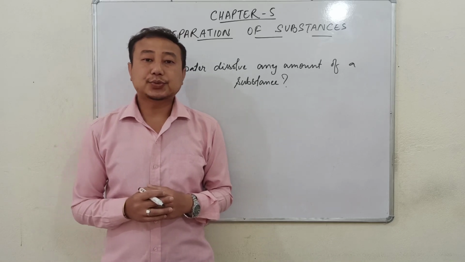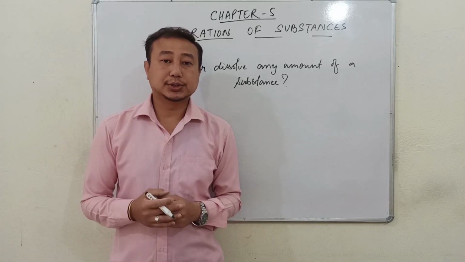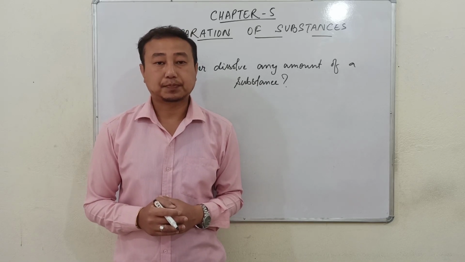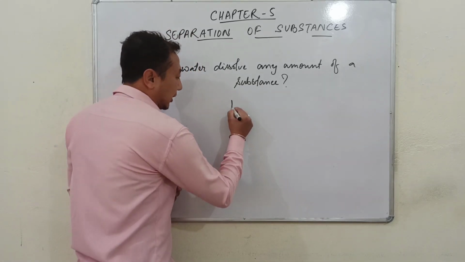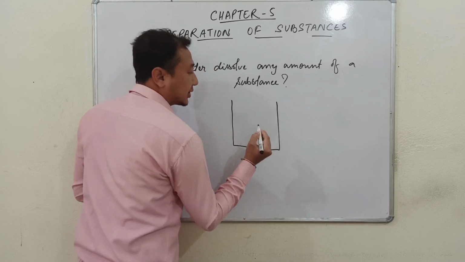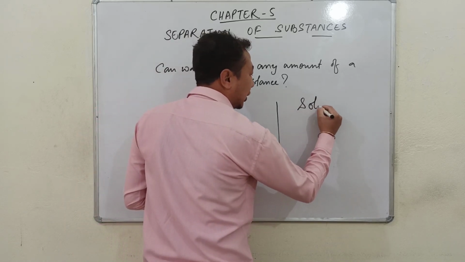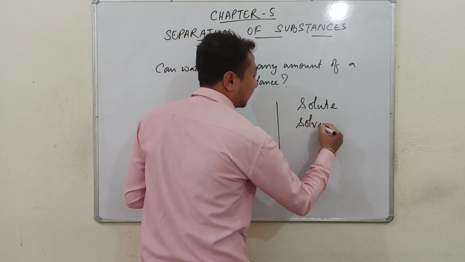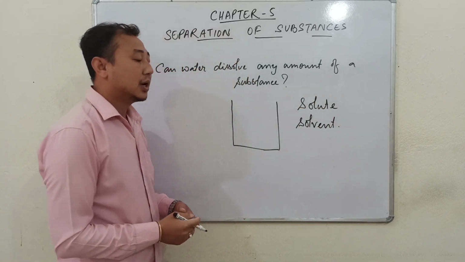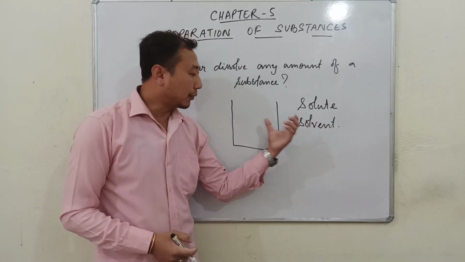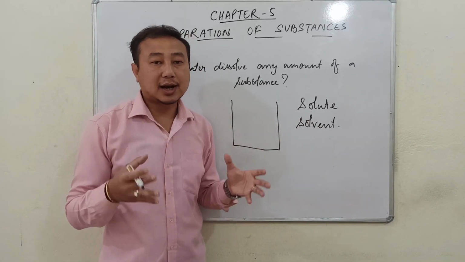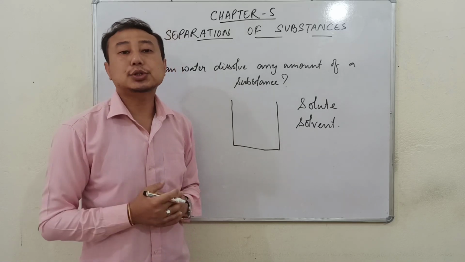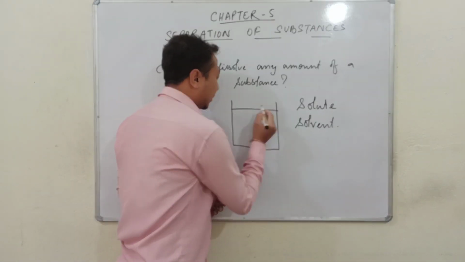The mixture which is formed by mixing a solid substance or any other liquid substance in water, we call it a solution. So when we say a solution, the solution is formed by two different substances. One is known as the solute and another one is known as the solvent. Solvent is the component of the solution which is taken in a large amount and in that the other substances are mixed. So in most solutions, the solvent is water.